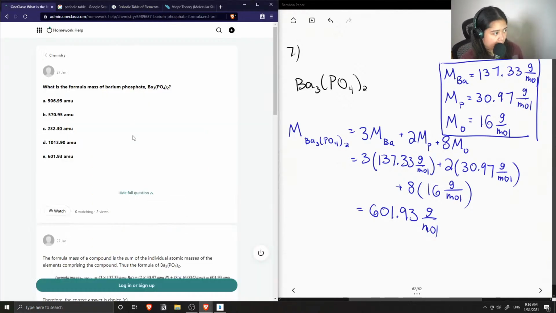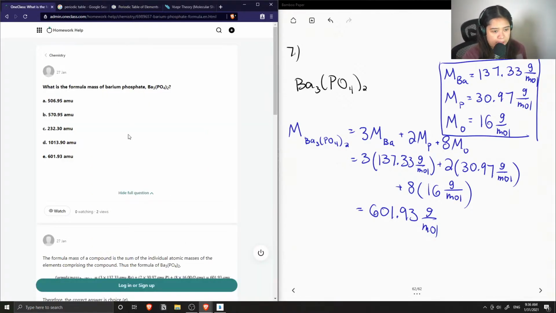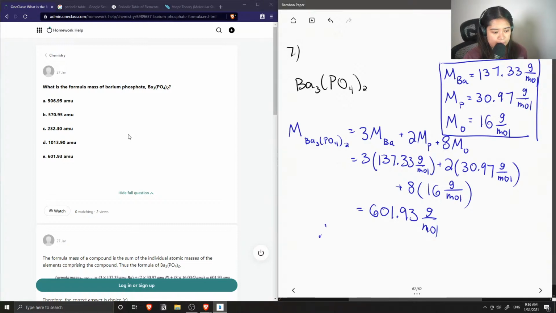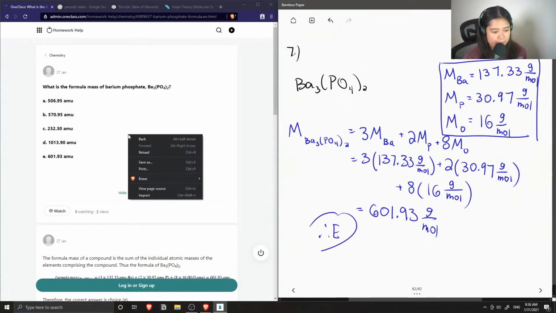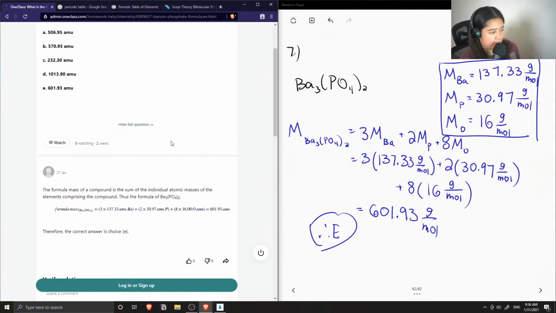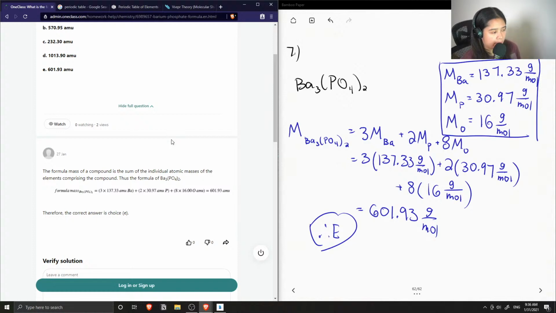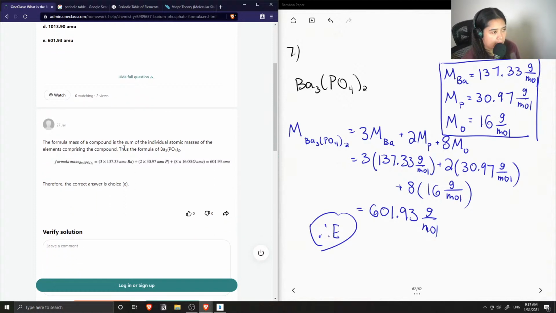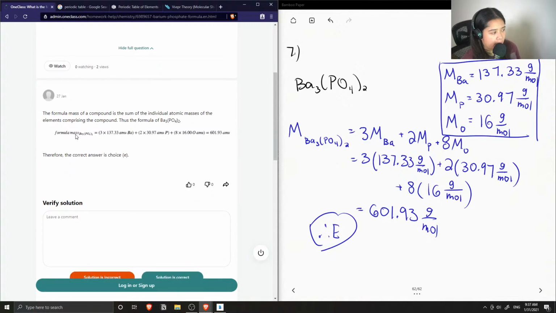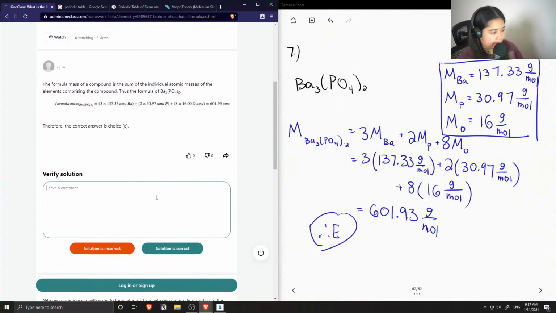Okay, so let's see what the junior tutor said. This is option E for our multiple choice. And the junior tutor said that the formula mass of a compound is the sum of the individual atomic masses of the elements comprising the compound. Thus, the formula mass of barium phosphate is the following, where it's equal to 601.93. Okay, so this solution is correct.